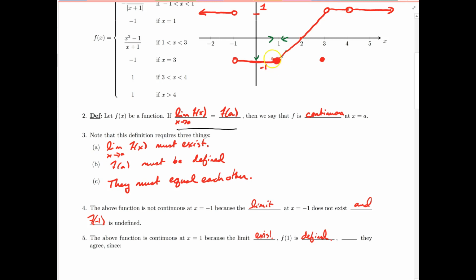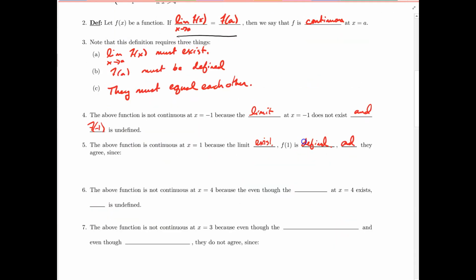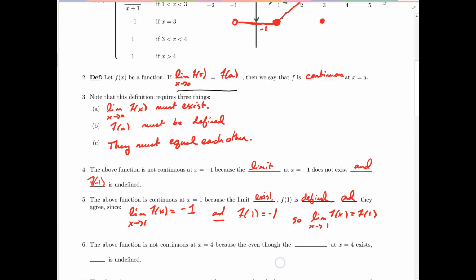Okay, careful, folks. Again, when I originally sketched this graph, I forgot to fill in that hole there. And they agree. So let's just check that that's so. What is the limit as x approaches 1 for this function? Well, regardless of whether we come from the left or the right, we ended up getting -1. And f of 1, we saw just from the definition of the function, was -1. So the limit as x approaches 1 of f of x equals f of 1. This is exactly what we need to show in order to show that we're continuous at a point a.